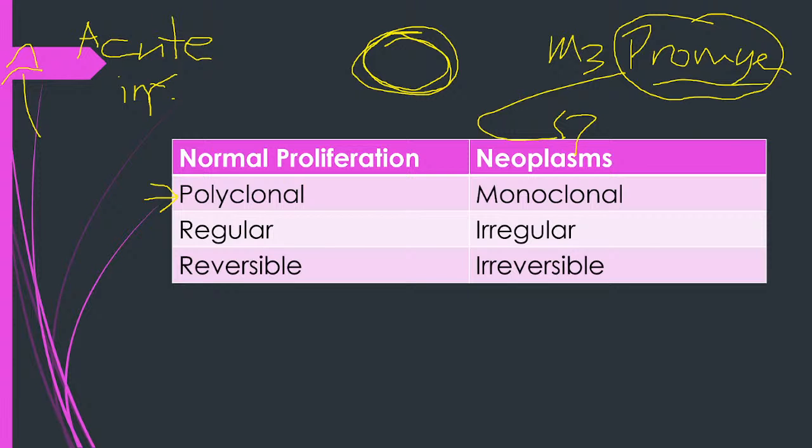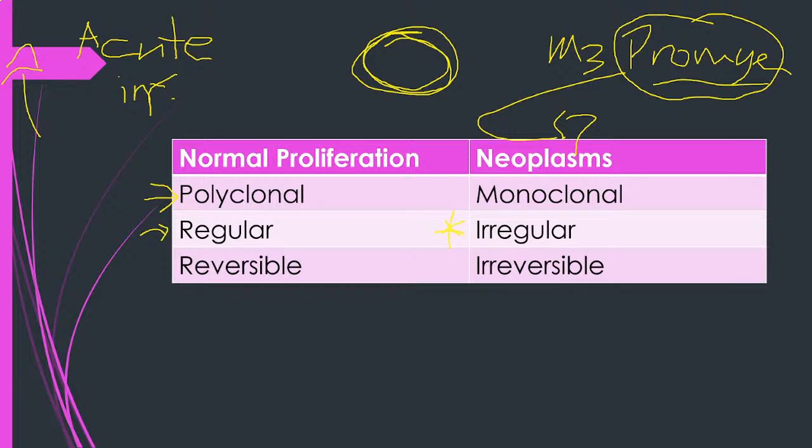Okay, as opposed to this one, normally they increase as a whole. But in neoplasms, there's only one cell that's affected. It's going crazy. It's doing a lot of bad things to the body, and that is considered to be also irregular. So that's irregular. So there's no reason for them to multiply. Okay? As opposed to proliferation, it's regular. Okay? There is a reason.